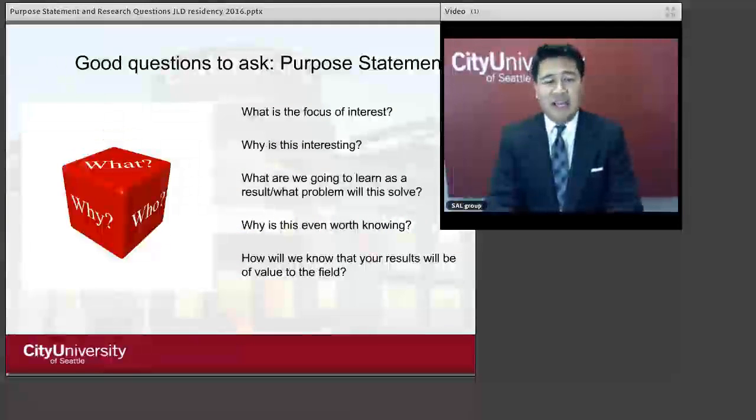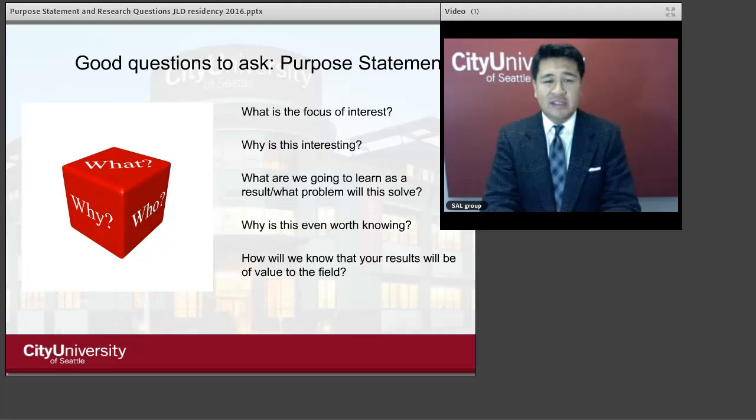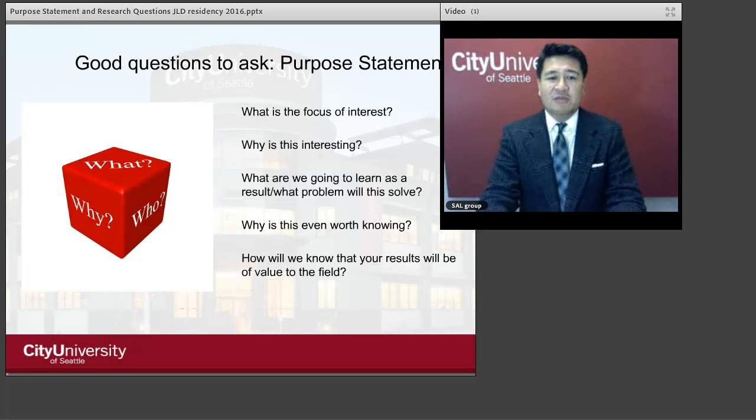What are you really looking at? Why is this interesting in the first place? I mean, it's great to talk about certain nuances of leadership or business, but why is this interesting? What are we going to learn as a result of what the problem will solve? So when you solve the problem, what are you going to learn?